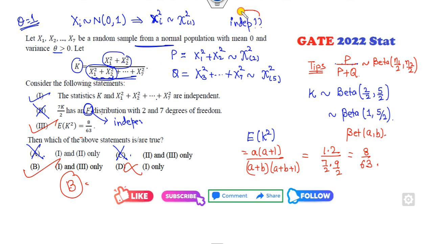Look at the word independent, it is the most important. If it is independent, then you can say it's an F distribution. But right now it's not an F distribution. It's a beta distribution.